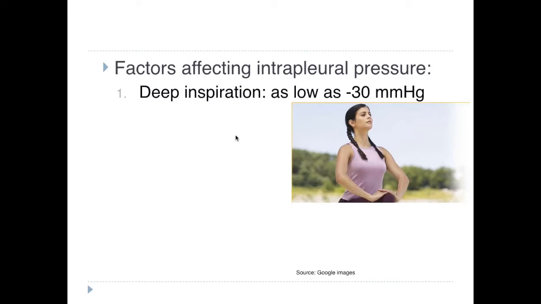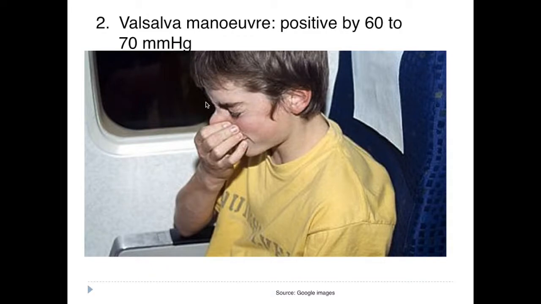Now, factors affecting pleural pressure. First is deep inspiration. Pleural pressure may be as low as minus 30 millimeter of mercury. Second is Valsalva maneuver. When expiratory muscles are working against a closed glottis, there is marked decrease in the thoracic volume, and the intrapleural pressure can be positive by 60 to 70 millimeter of mercury, greater than the atmospheric pressure. This is also seen during defecation and coughing.